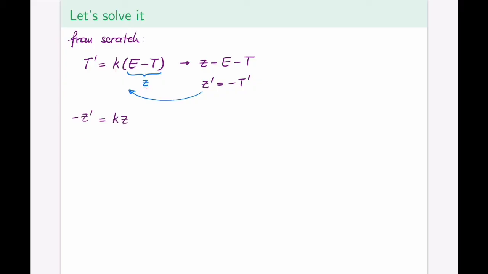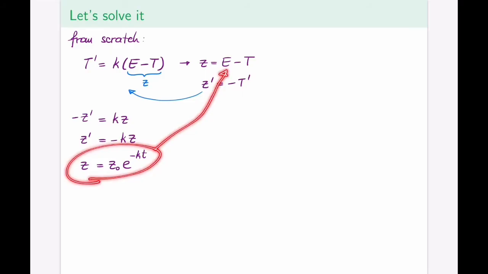I can multiply both sides by -1, and I end up with the equation that I definitely know the simple solution for. This is of the form y prime equals ky, except of course y is being called z, and there is a negative in front of it. So the solution to this is going to be z equals some initial value z naught times e to the power of minus kt. Once I have a solution in terms of z, I would like to bring it back to the solution in terms of my original variable, which is T, and I'm going to use this relationship between the two variables to rewrite my current solution in terms of T.